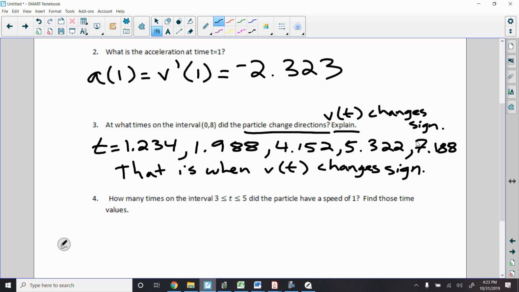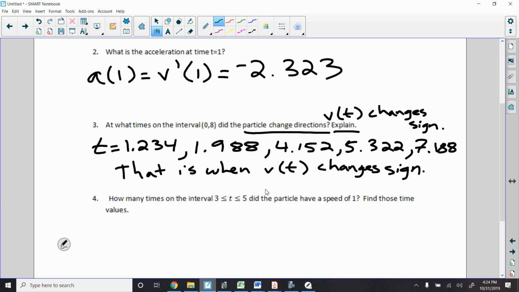Okay. The next question, I'm going to try and speed it up here so we can end this video sooner. How many times on the interval 3 to 5 did the particle have a speed of 1? Okay, when we say speed of 1, that word speed needs to set off some alarm bells in your head. A speed of 1 could be a velocity of positive 1 or a velocity of negative 1, because speed is the absolute value of velocity.